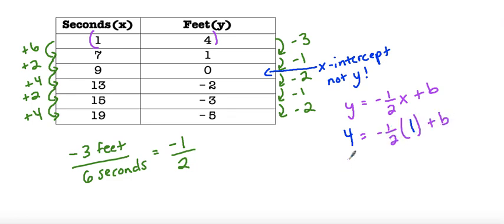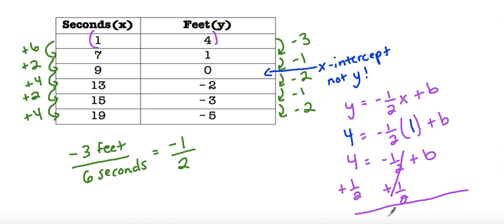Negative a half times 1 is just negative a half plus b. And if I want to isolate my variable, I'm going to add a half. These cancel out, add a half. So 4.5 is equal to b.